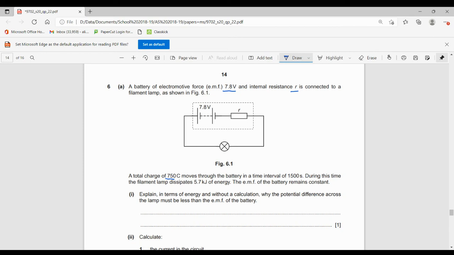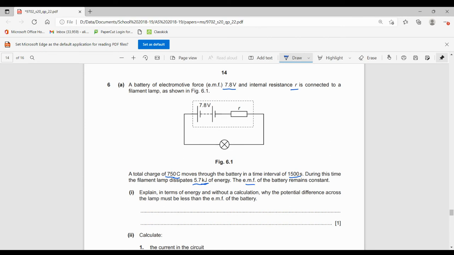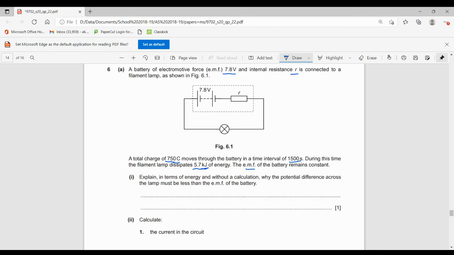A total charge of 750 coulombs moves through the battery in a time interval of 1500 seconds. During this time, the filament lamp dissipates 5.7 kilojoules of energy. The EMF of the battery remains constant. Like always, I'm underlining the pieces of data given in the question because they will help us in figuring out later which formula to use.